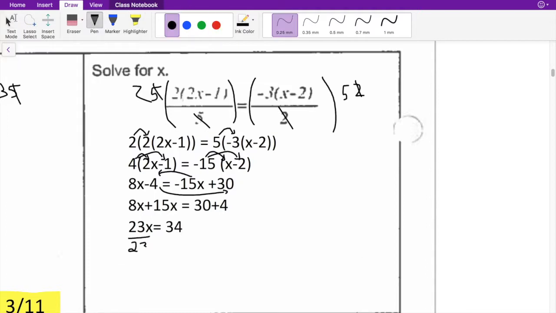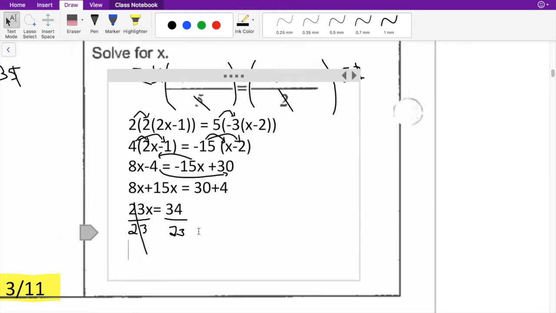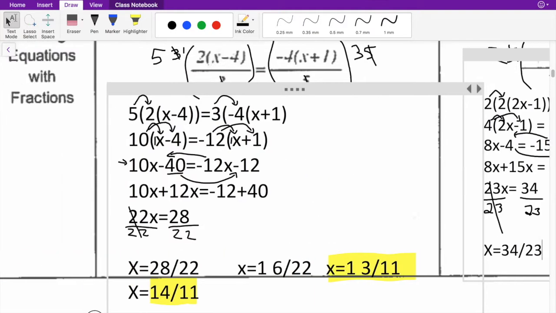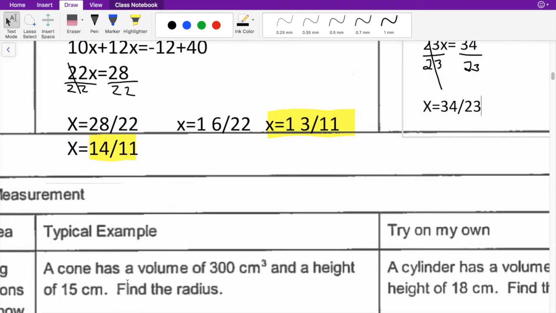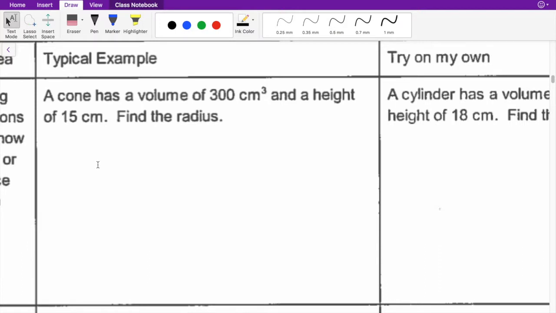And then we have to divide to get rid of this. Divide this by 23. Whatever we do to one side, we have to do to the other. Those are going to cancel, and I'm left with, gotta go one down here, x equals 34 over 23. Now we can't reduce that any further. Now, if I'm going too quick, of course, pause it before. So now we have here, we're on to some measurement.